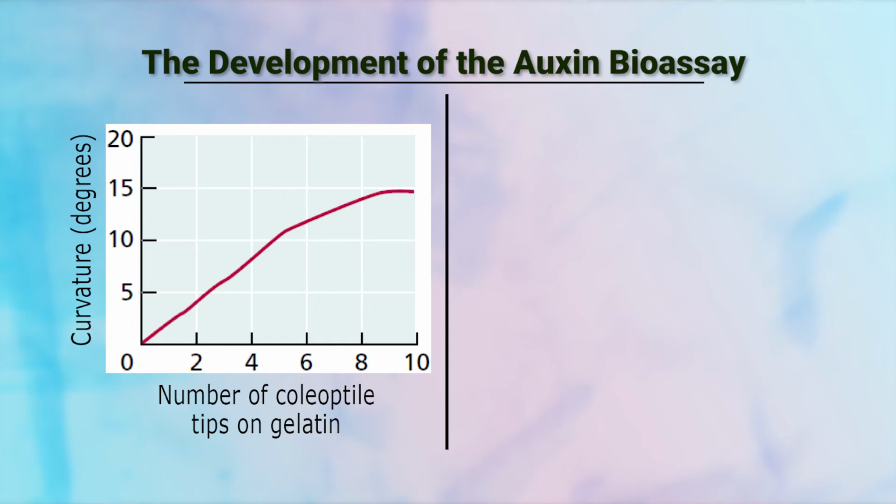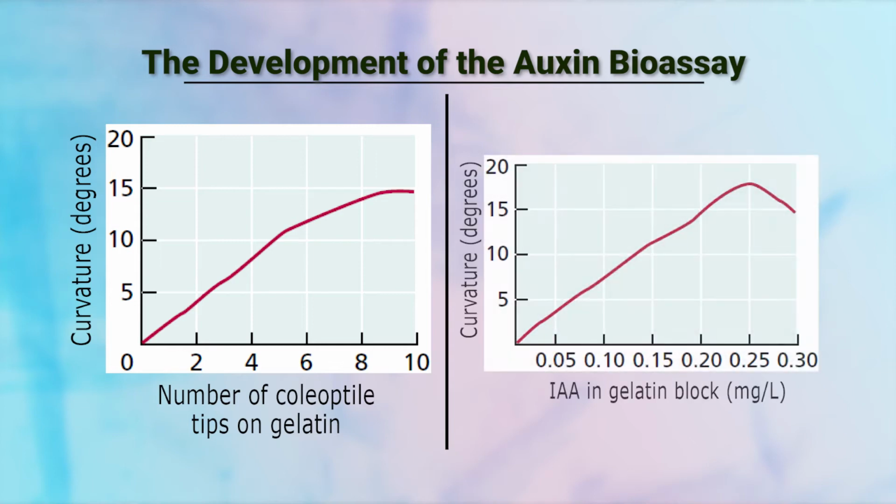Then the growth stimulus was isolated from the gelatin block and its chemical structure determined, which is indoleacetic acid, as we have discussed already. And people could develop an assay to measure the concentration of indoleacetic acid in this system. The right graph shows that the degree of curvature is also proportional to the concentration of indole acetic acid in the gelatin block. Thereby, this is a good quantitative bioassay for indole acetic acid in biological samples.